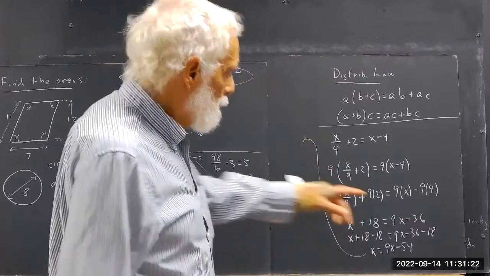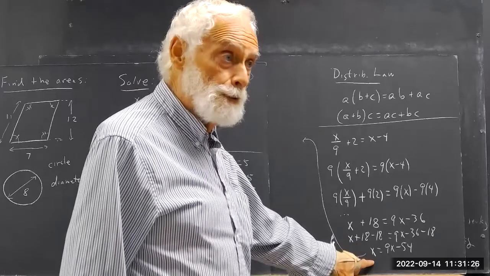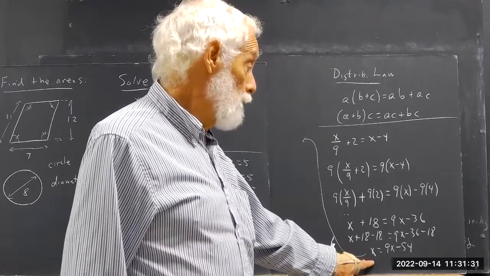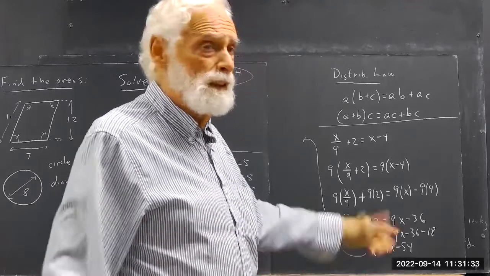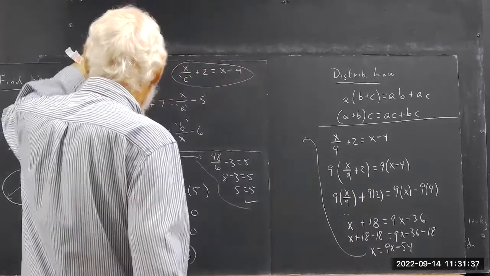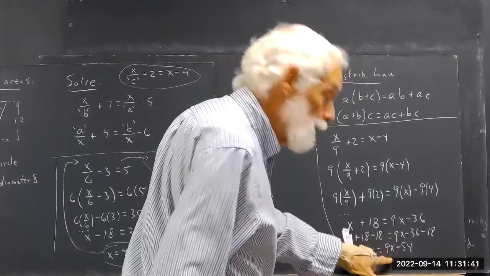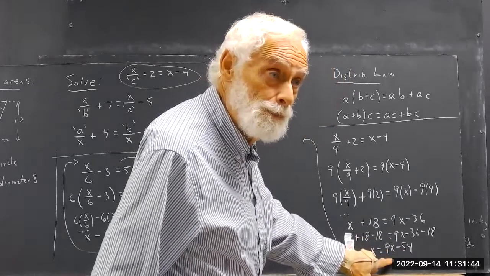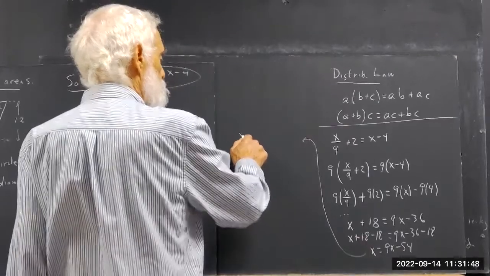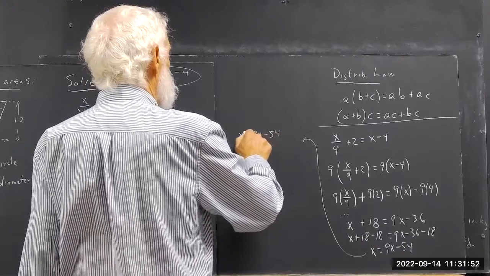Now, if X equals 9X minus 54, well, that's not a solution for X because you still don't know what X is. X is 9X minus 54. I want a number for X. I want a solution for X. So what I need to do is subtract 9X from both sides. So I'll rewrite it up here. X is 9X minus 54.